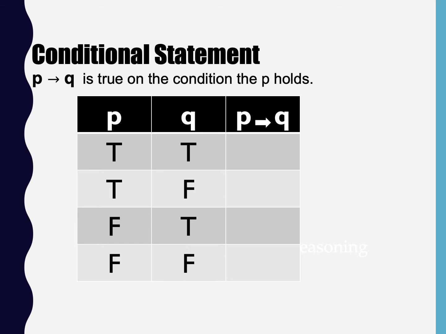So in this case, for the first row, if P is true and Q is true, then the conditional statement is also true. In the second row, since your P is true while your conclusion is false, then the conditional statement is false. For the third one, even though your hypothesis is false, but since your conclusion is true, then the conditional statement is also true. Lastly, since both hypothesis and conclusion are false, then your conditional statement is true.